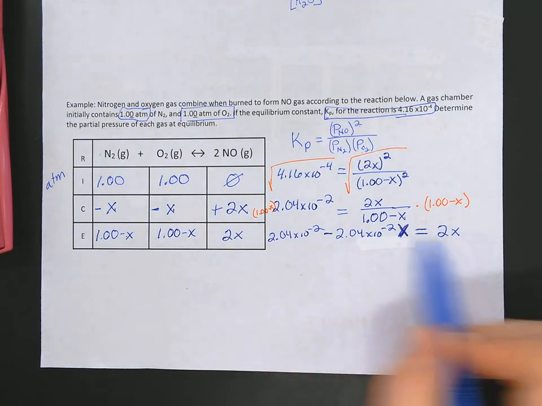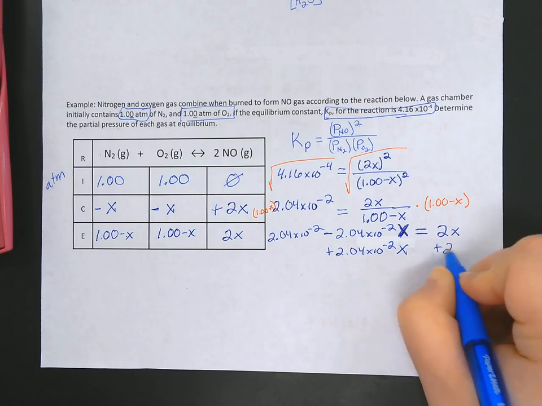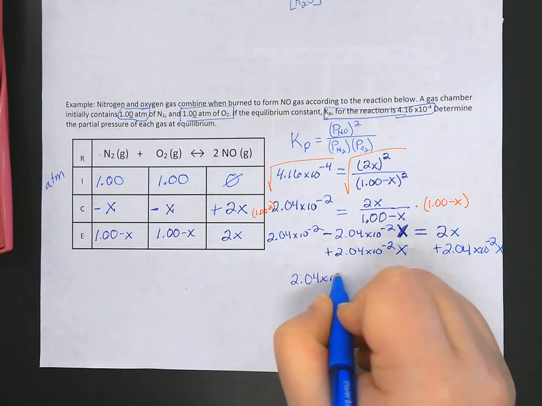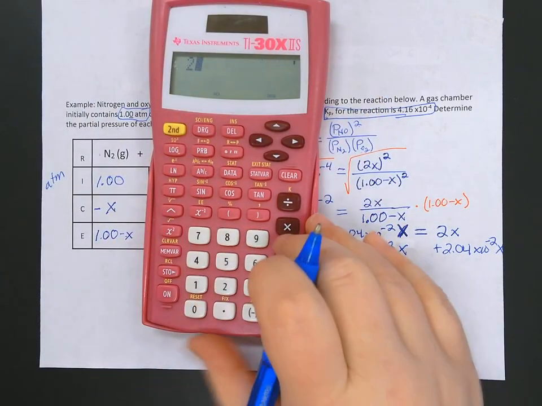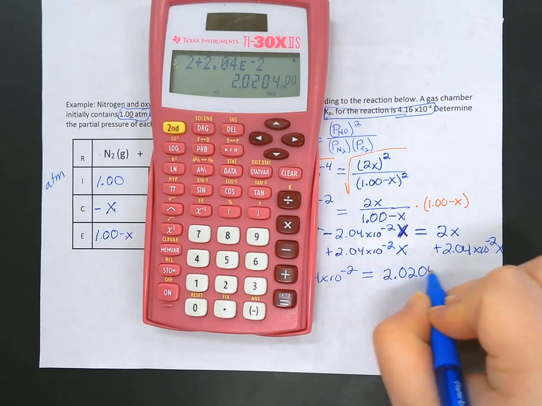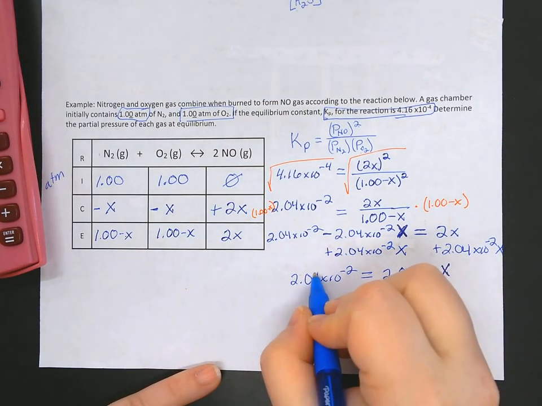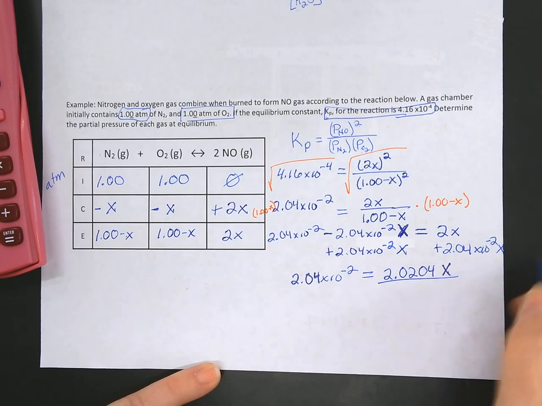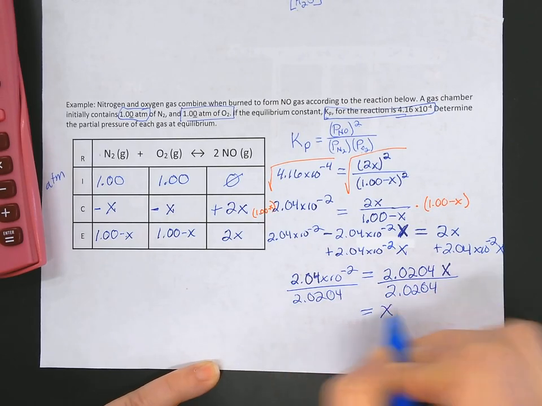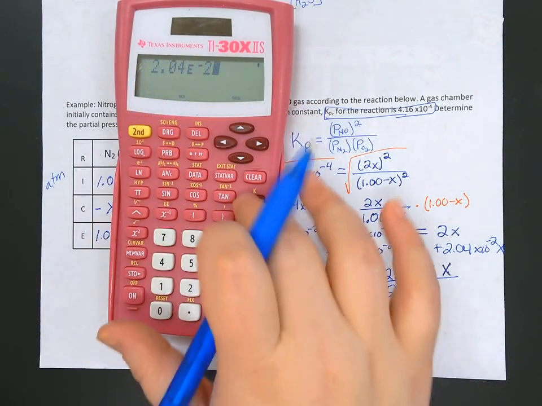Okay, now I want to get my like terms together, so I'm going to add my 2.04 times 10 to the negative 2 x to both sides. So on the left, I get 2.04 times 10 to the negative 2, just bringing this down. And then I get 2 plus 2.04 times 10 to the negative 2. And we get 2.0204. And that has that x at the end, our variable. And I didn't round this because I want to make sure that I'm keeping things consistent throughout, and then I'll round at the end. Divide on both sides by 2.0204. So my x value equals 2.04 times 10 to the negative 2 divided by 2.0204.